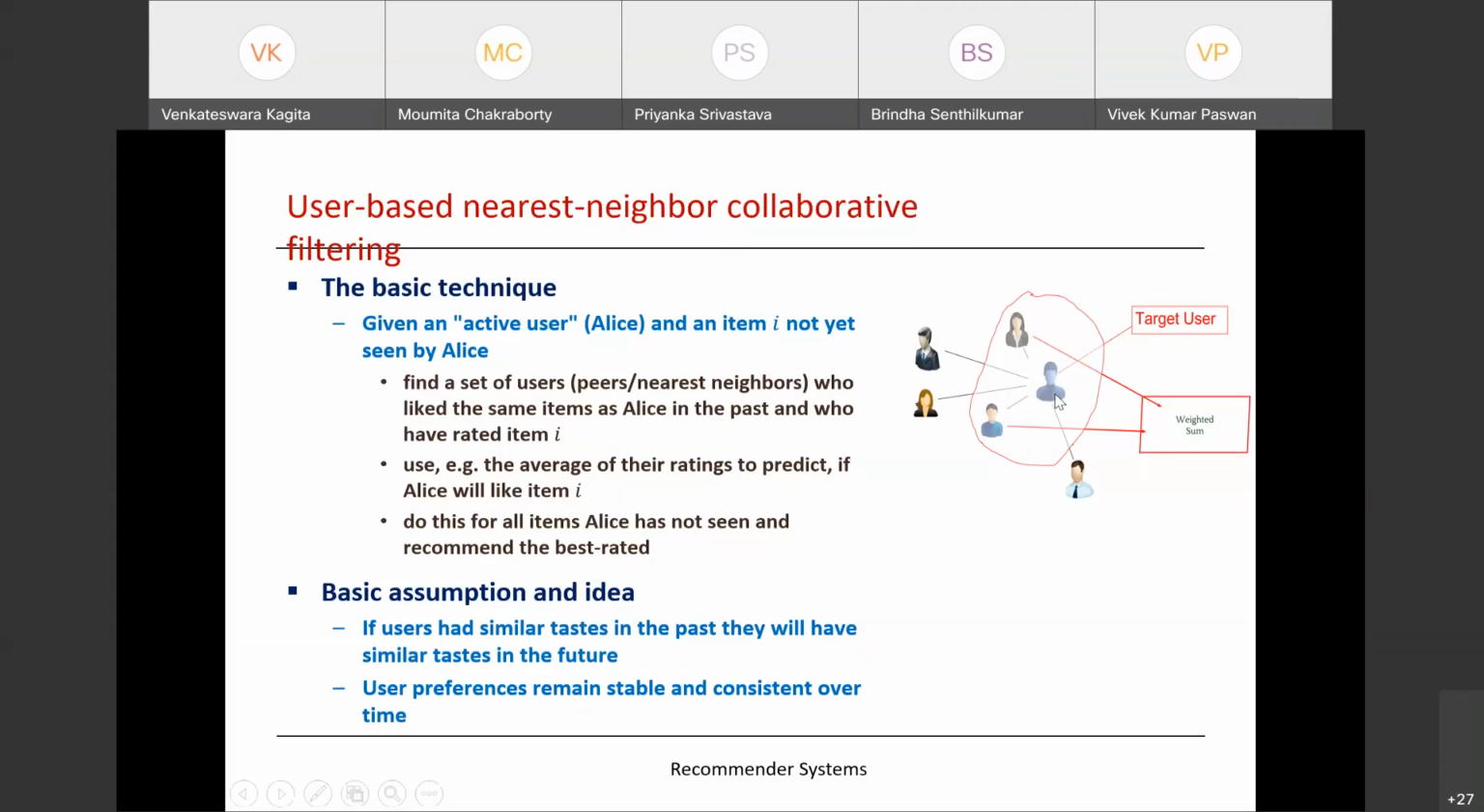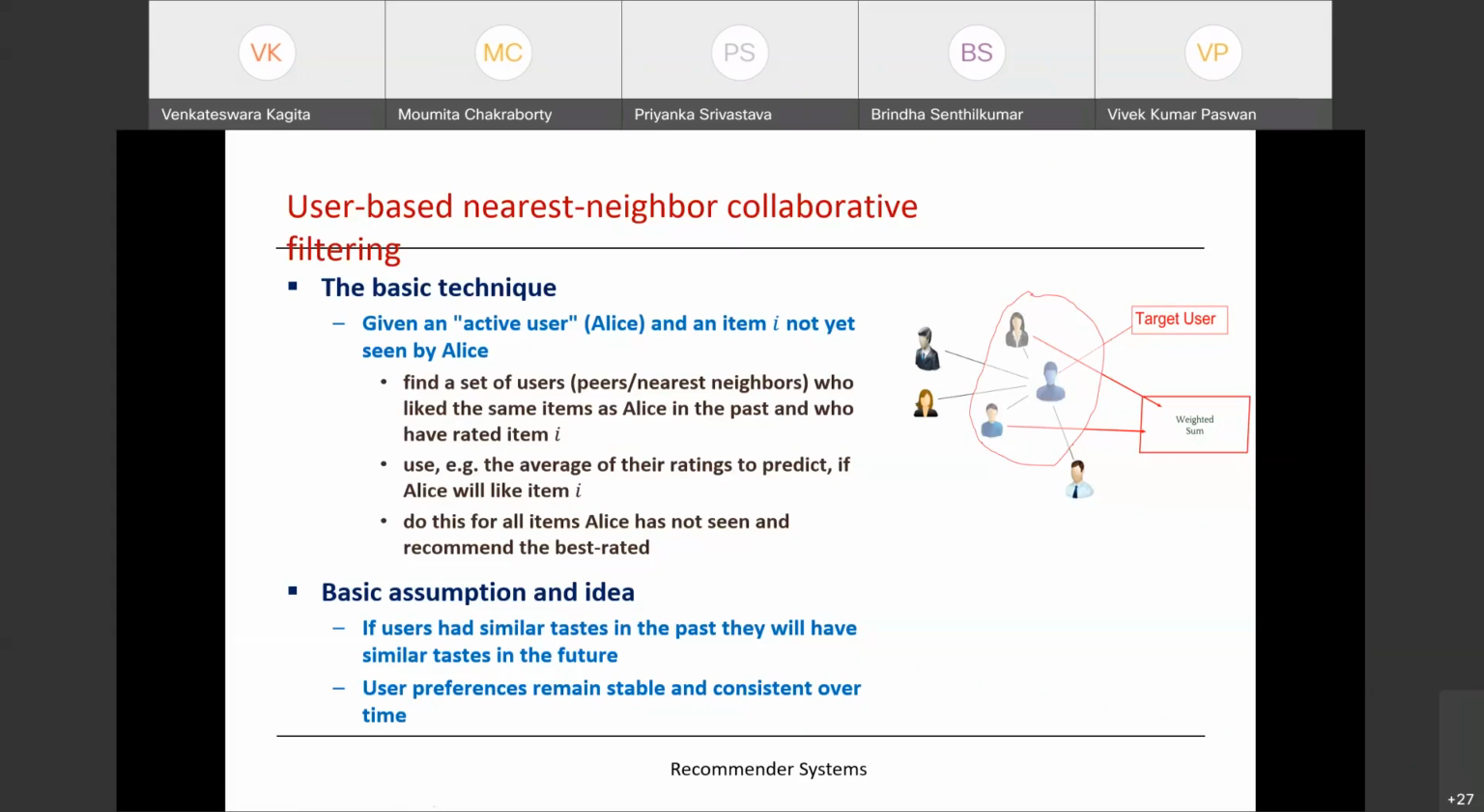So if you see this, he is the target user. We are finding the similarity with all the other users and we are considering the closest users, or similar users, or nearest neighbors, whatever you call them. And we use their ratings for this item to make the prediction for Alice's rating on that particular item.